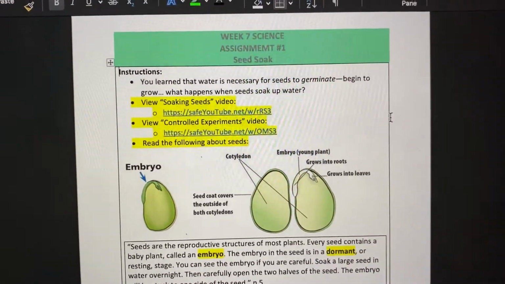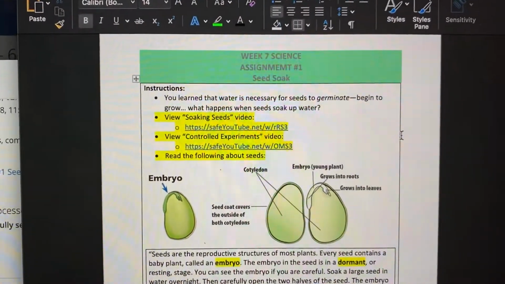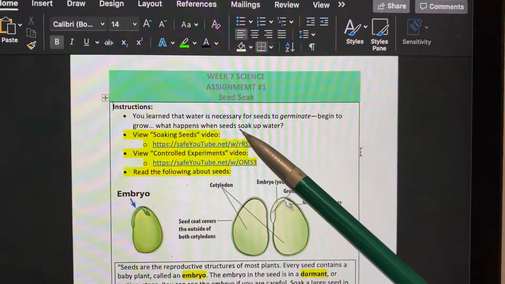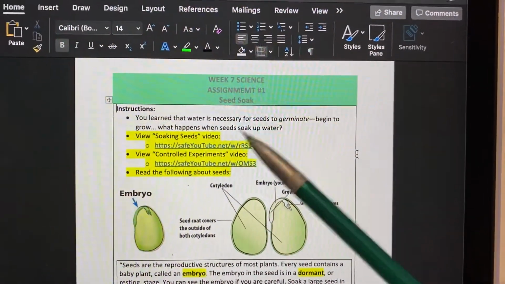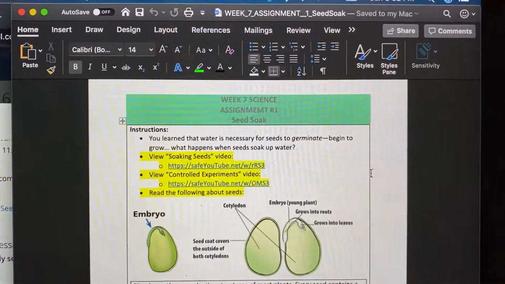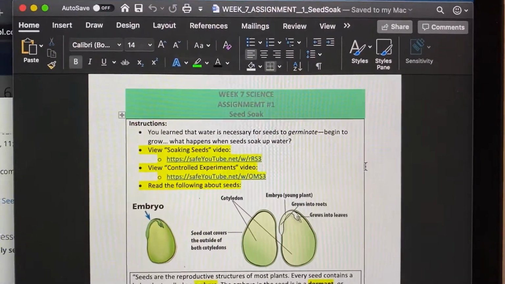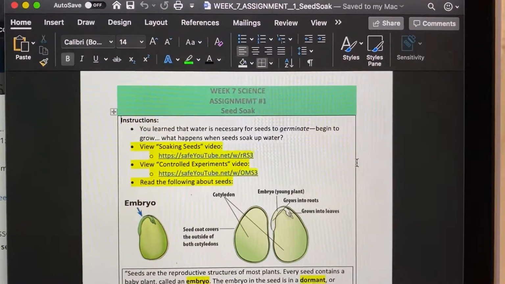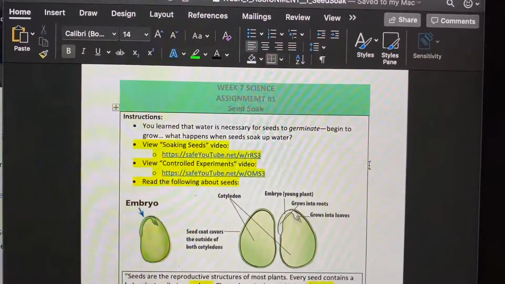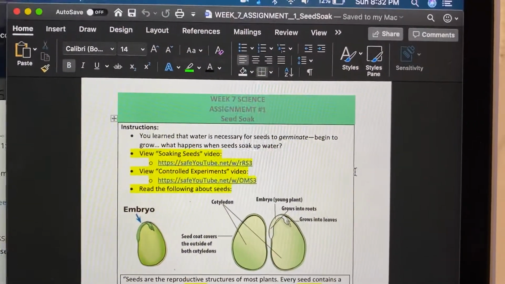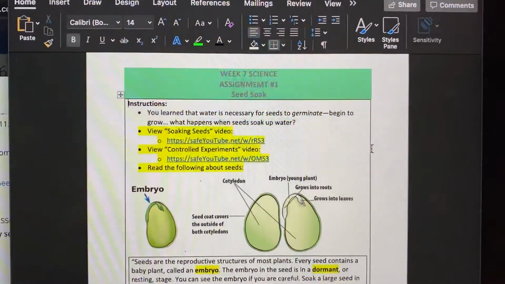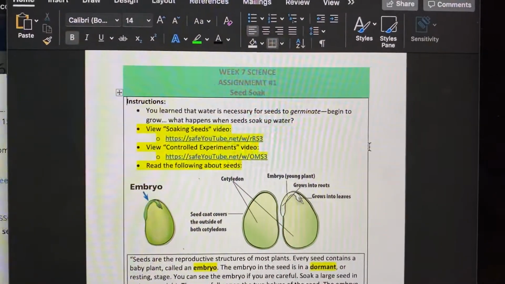The instructions above tell us we learned about seeds and how, for seeds to grow, they need water. That's what helps them to start their growing phase. So now the question is, what happens when seeds soak up water? That's what we want to know. That is our key question, our focus question for this week. What happens when seeds soak up water?